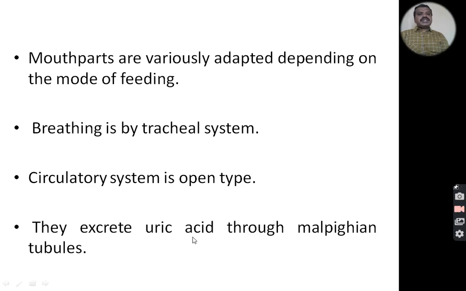They excrete uric acid. Hence they are called uricotelic animals, uricotelic organisms. So they excrete uric acid as a nitrogenous waste product through specialized organs called Malpighian tubules.